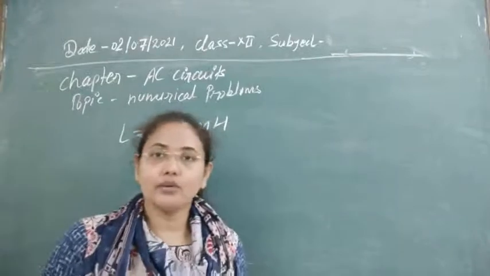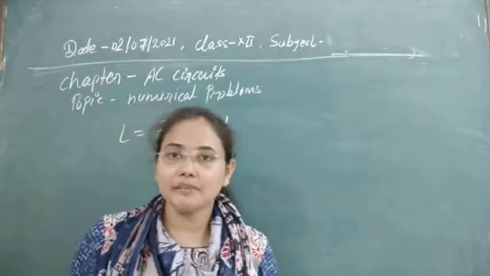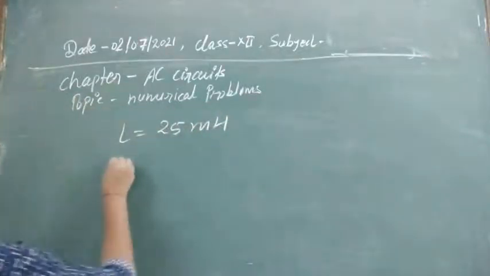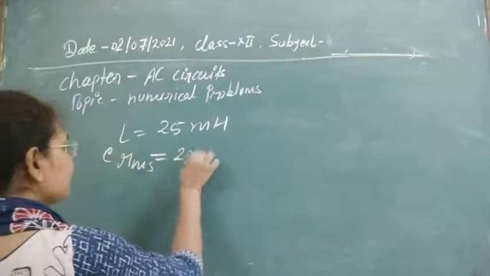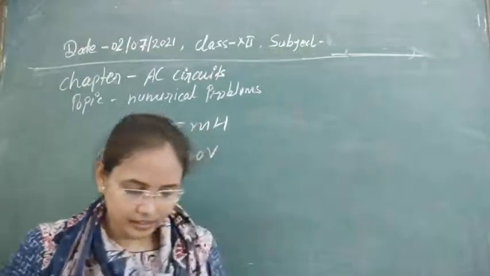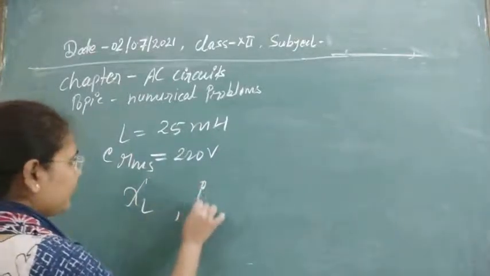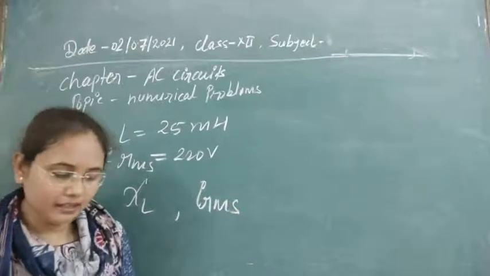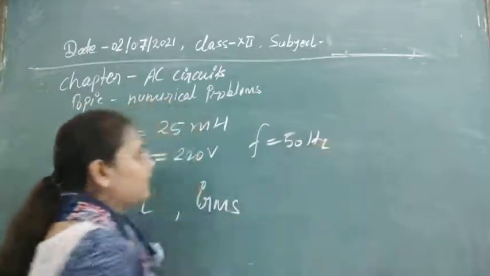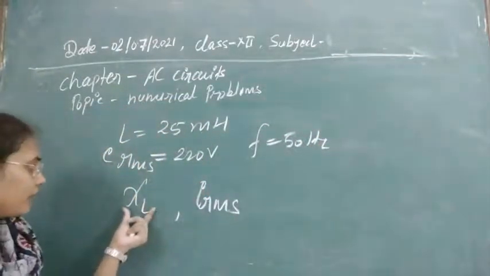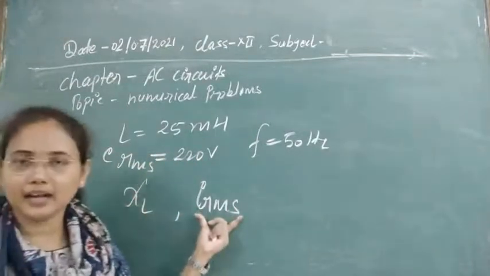As I told you previously, the AC in our households is given by its RMS value, not its peak value. So here the RMS value of the AC is given, V_RMS or E_RMS, 220 volt. Next we have to find the inductive reactance X_L, and also the RMS value of the current, if the frequency of the source is 50 Hz. These are the data given in our question. First we have to find the reactance, then we can find I_RMS.